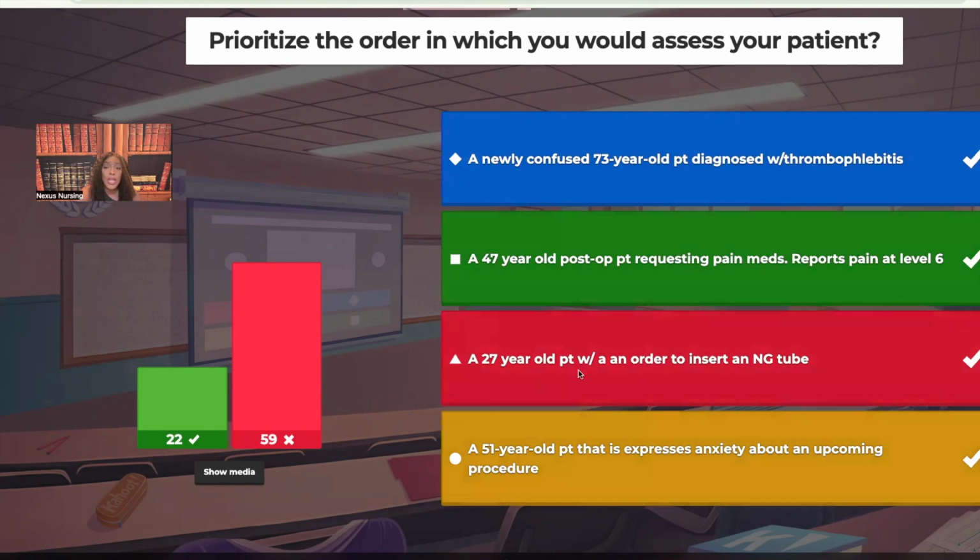Look at the next one, a 27-year-old with an order for an NG tube. There is nothing going on with them. They just need an NG tube. And last, you have a patient with anxiety. Well, Professor D, anxiety, that's something wrong. How come the anxiety isn't higher on the list? I'm so happy you asked.